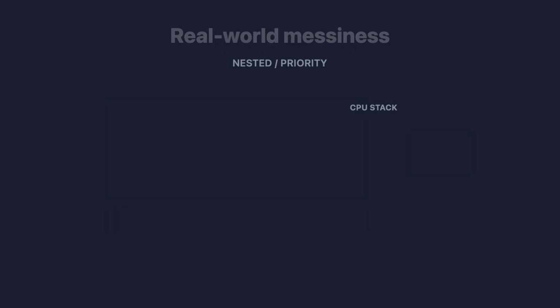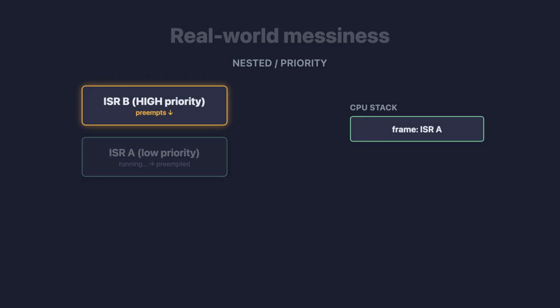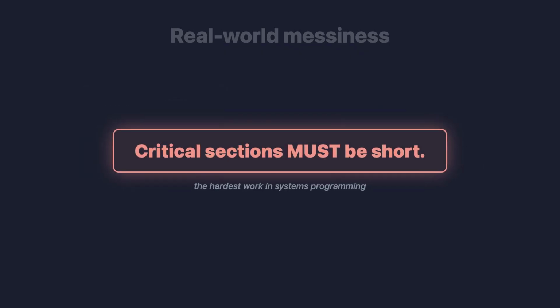And interrupts can be nested. A higher priority interrupt can preempt a lower priority one mid-handler. This is why writing good interrupt code is considered some of the hardest work in systems programming.